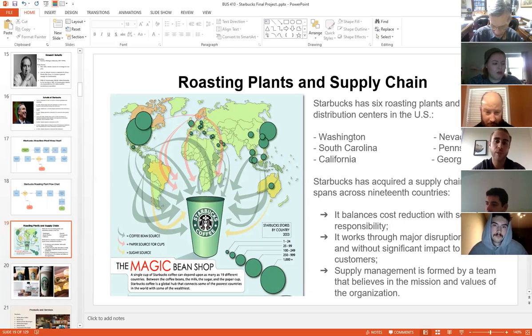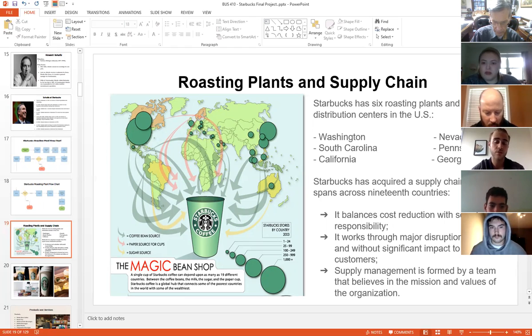Yeah, roasting plant and supply chain. As Federico was saying, Starbucks is known for its effective supply chain. As you can see on the picture on your left, the green arrows identify the coffee bean source for Starbucks, the countries that provide coffee beans to the company. The red arrows show the paper source for the cups, and the yellow arrows, like Brazil and Australia, are the sugar source for the company.